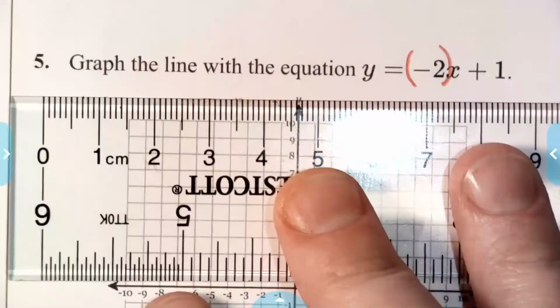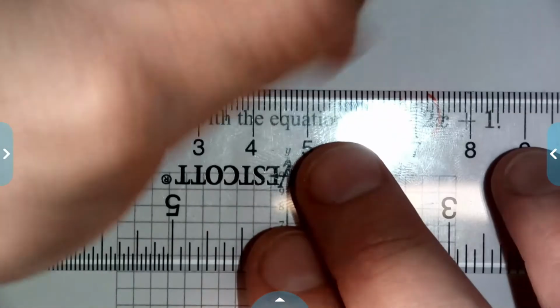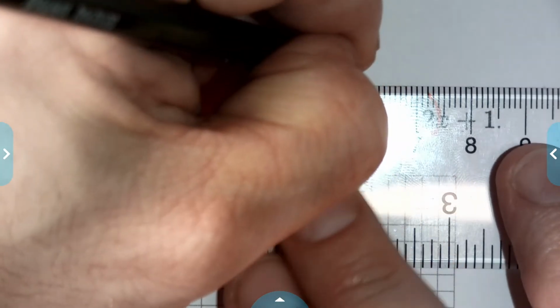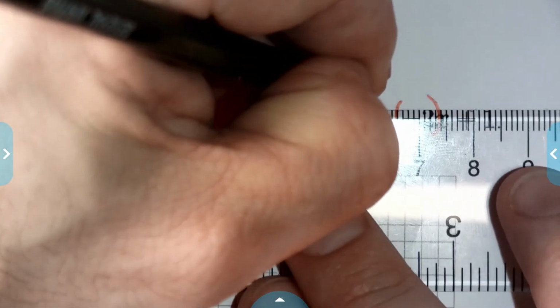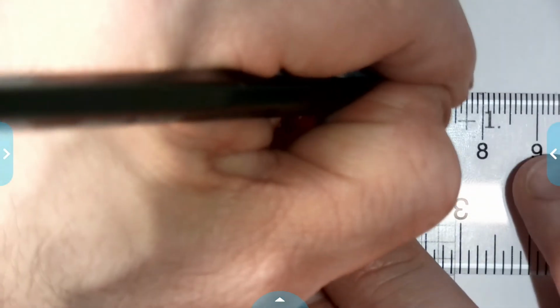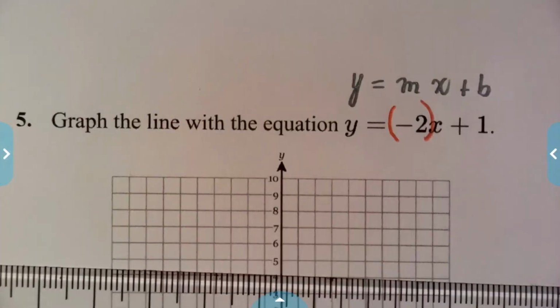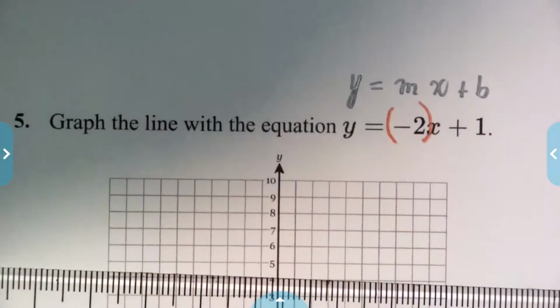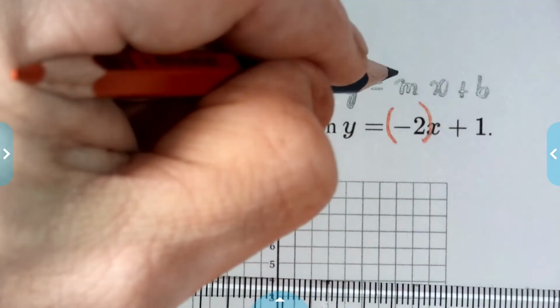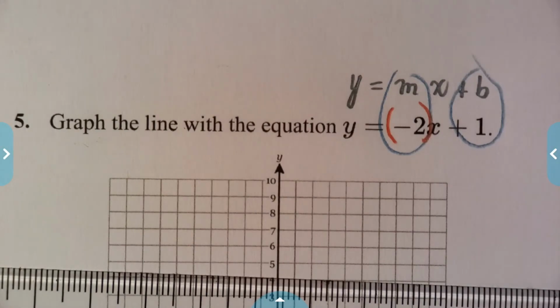Remember y equals mx plus b. So let's write that above here. We have y equals mx plus b. Sometimes I tell students to do it like this. There you got your m is -2 and your y-intercept, or b, is +1.